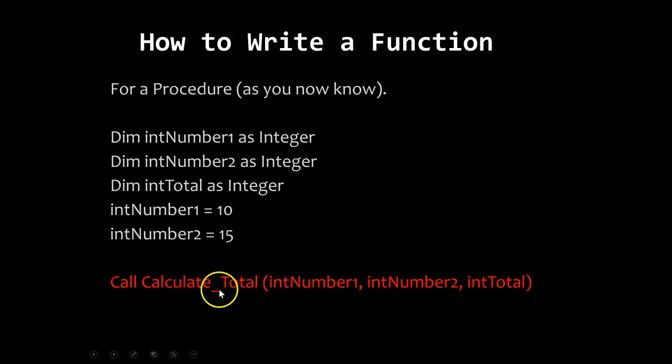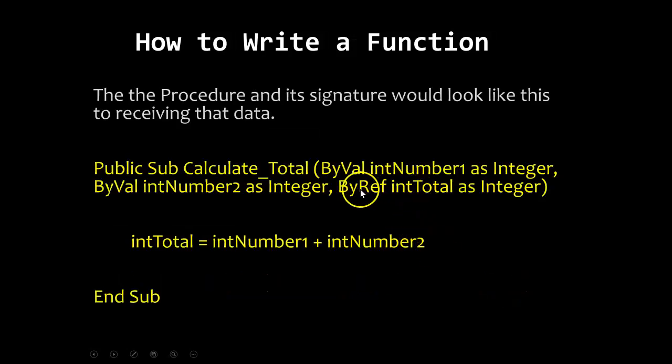When I call this, these arguments right here: int number 1 will be 10, int number 2 will be 15, and my int total will be empty. We're passing this down. This is what you've been known to do now. We pass this down to receive it ByRef. So the procedure and its signature, again, this right here is the signature, would receive this data.